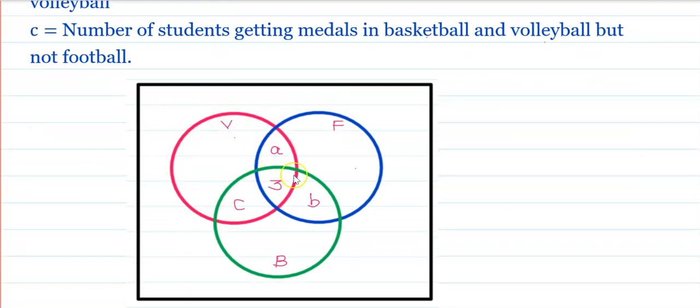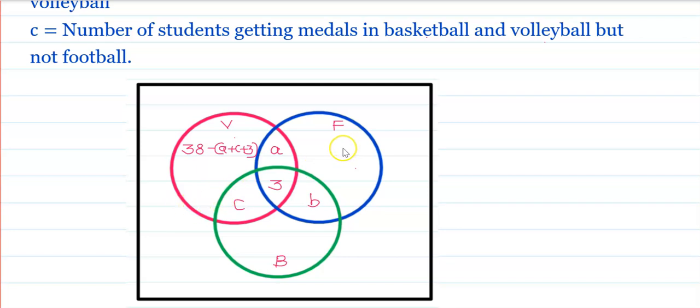Now see this here. This is the volleyball. The total number of students who get the medal in volleyball is 38. Means what? Only in volleyball. We want to subtract from 38 the sum of all these three numbers, that is A plus C plus 3. Then I will write here in bracket A plus C plus 3. These are the number of students who get medals only in volleyball.